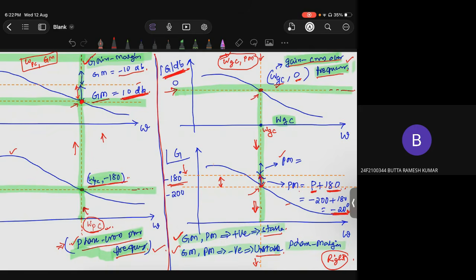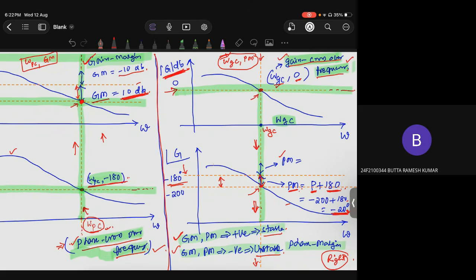How much do you add? That will be minus 200 plus 180 in this case, which will be minus 20. So finding gain margin, and this is gain crossover frequency, phase margin.